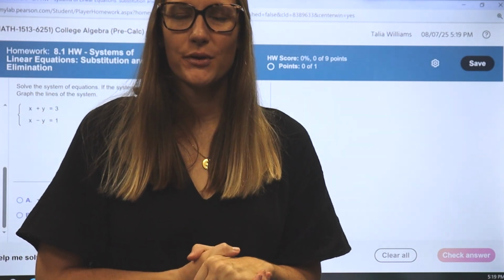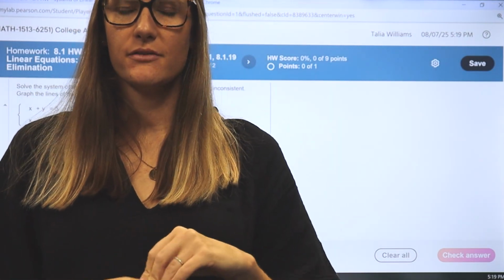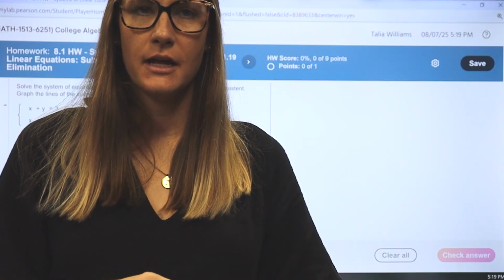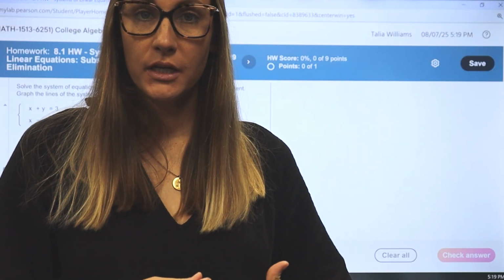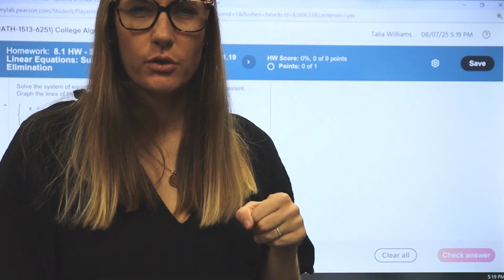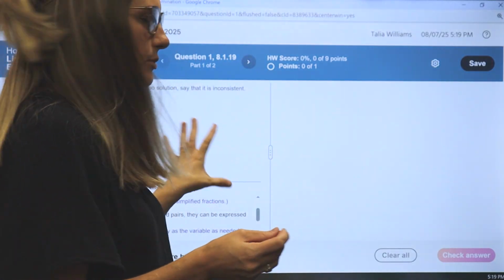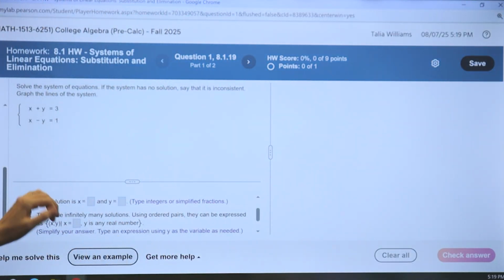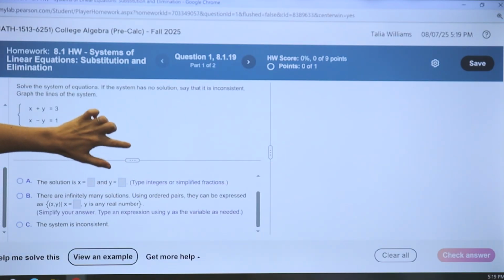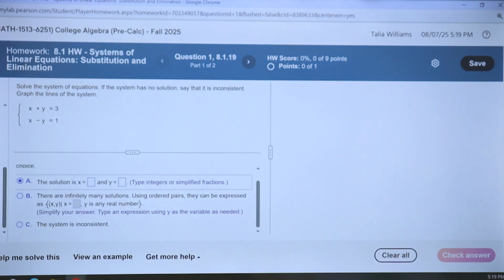Hello everyone. So we're going to be going over systems of linear equations in this lesson. It's 8.1. I wanted to show y'all real quick before we start doing the specific problems. There's three options you can select as your answers.